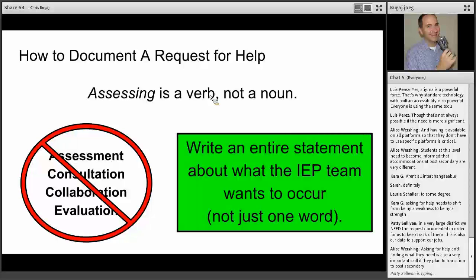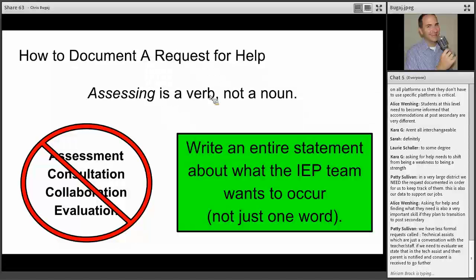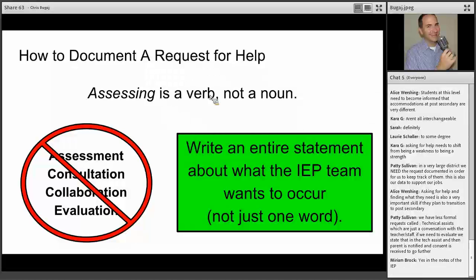But when I say document the request, this is, again, maybe a shift in thinking. How do you document a request? Well, traditionally, I think what a lot of places do, and tell me if this is how you do it in your neck of the woods, is that you write something in the IEP that is a noun, meaning you write something specific like, we'll do an AT assessment, or an AT consultation will take place, or an AT collaboration will take place, or probably most frequently, an AT evaluation will take place. Is that what most people write? I'm curious. Do they write a specific noun, right?